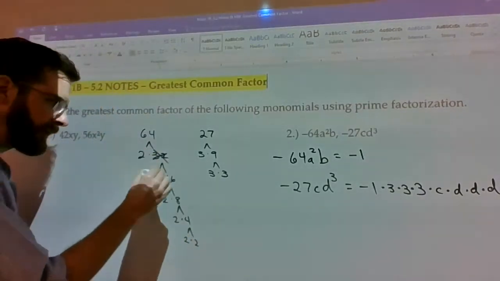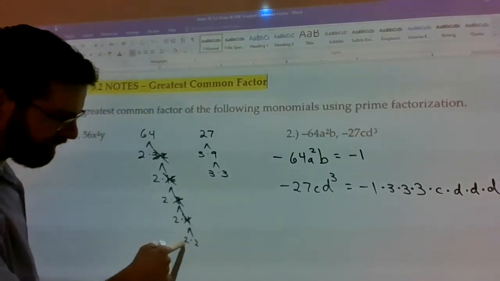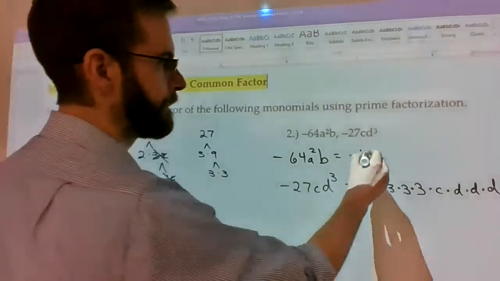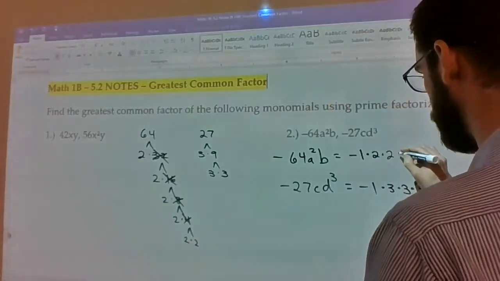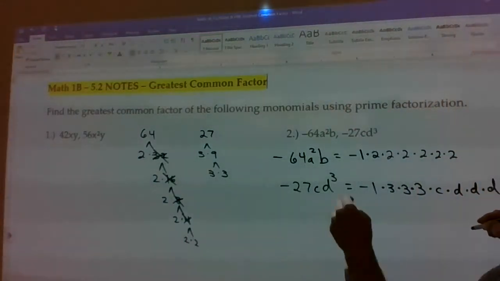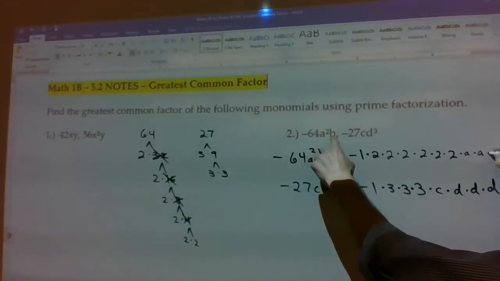Still even. Wow, it's just a bunch of 2s. So I don't take into account the non-prime numbers, only the 6 2s. So 1, 2, 3, 4, 5, 6, and then A A for the A squared times B.